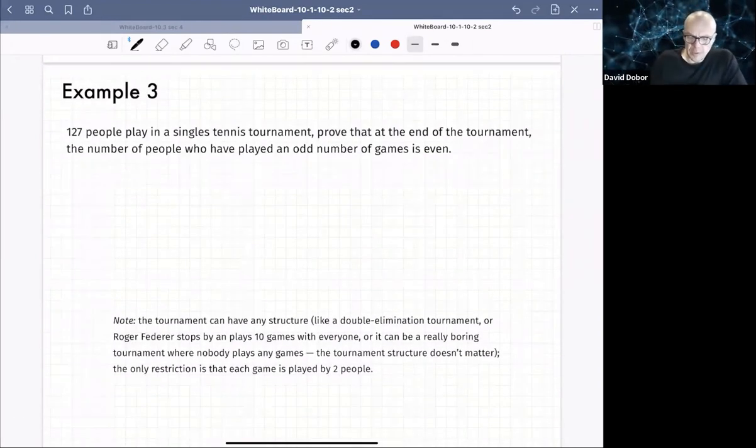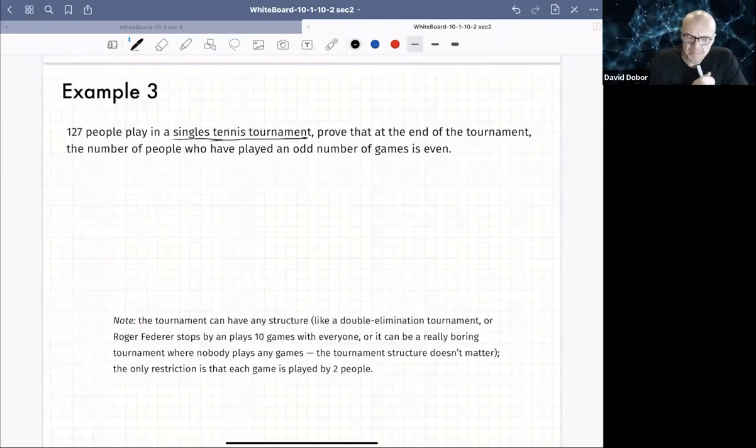So you have a tournament where people play games. It could be a boxing tournament or, I don't know, a chess tournament or MMA fights. But the idea is that two persons are involved in some kind of competition. So let's stick with a singles tennis tournament. The structure of the tournament itself can be very complicated, but the point is, each time a game happens, two persons meet.